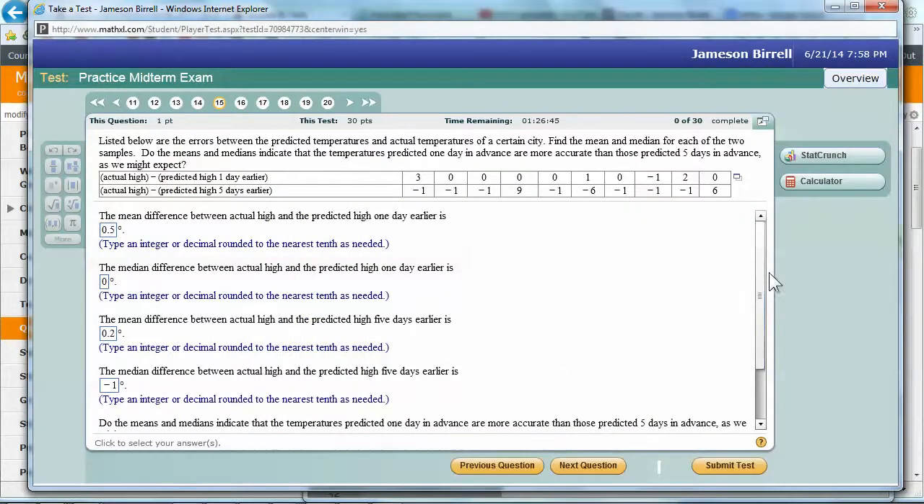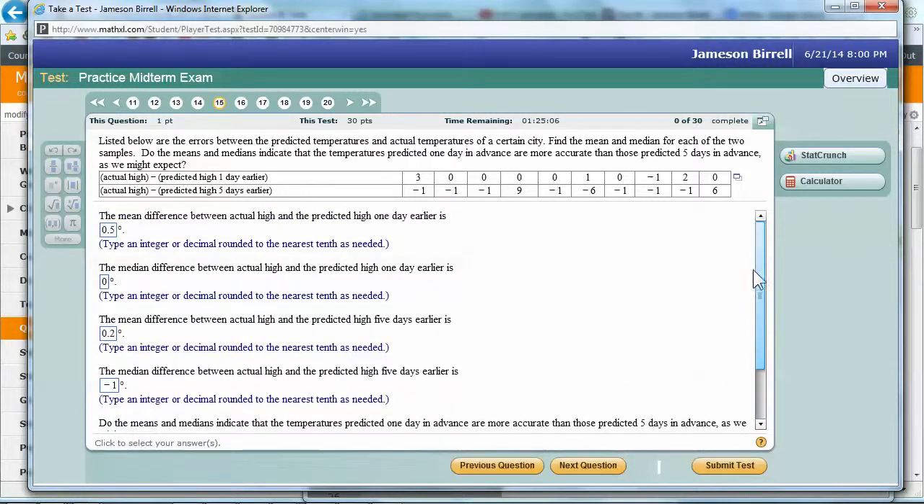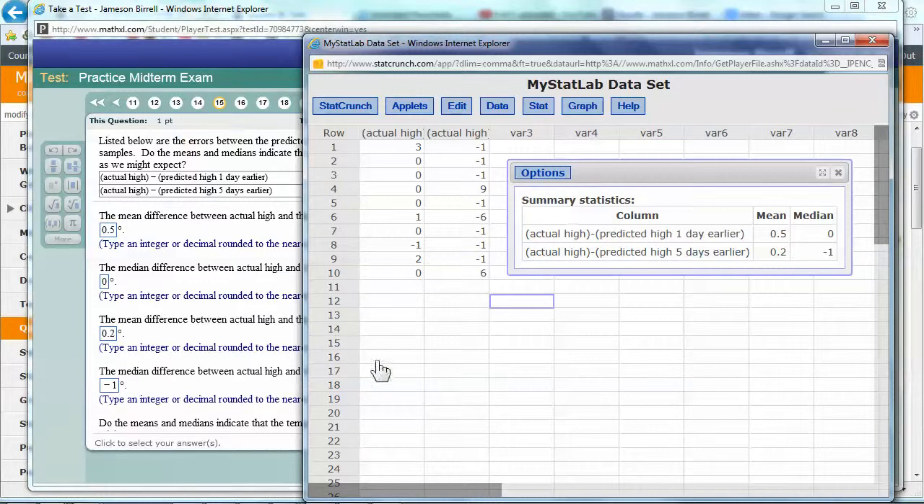Okay, so then, do the means and medians indicate the temperature predicted 1 day in advance is more accurate than those predicted 5 days in advance, as we might expect? The root of the question here for us is really where are we seeing consistency? 1 day in advance or 5 days in advance, and how much consistency? And it's based off of this data. It's not based off of what we think we should see.